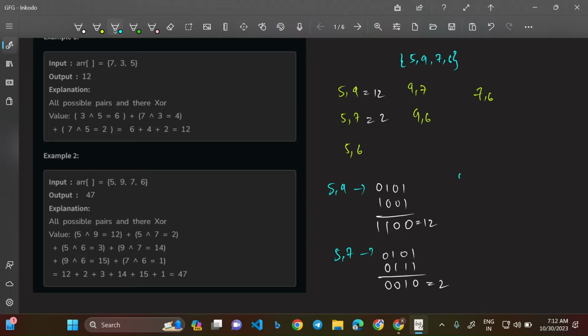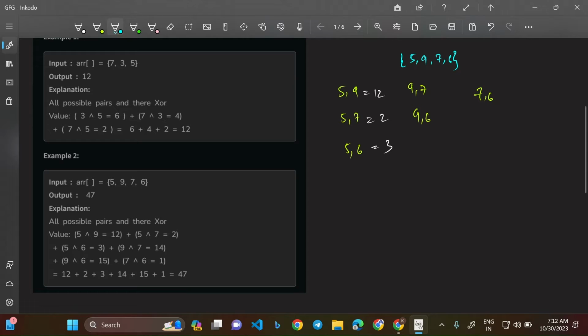And now coming to 5 6. In 5 6, the value of 5 is 0101, and 6 is 0110. So this is 1 XOR 0, that is 1, 0 XOR 1 is 1, 1 XOR 1 is 0, 0 XOR 0 is 0. So here the sum is 0011, that is 3. So the sum is 3. And now we can just remove this.